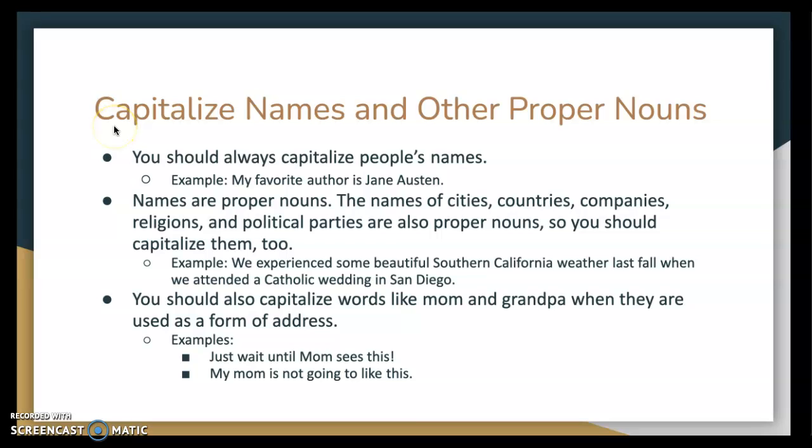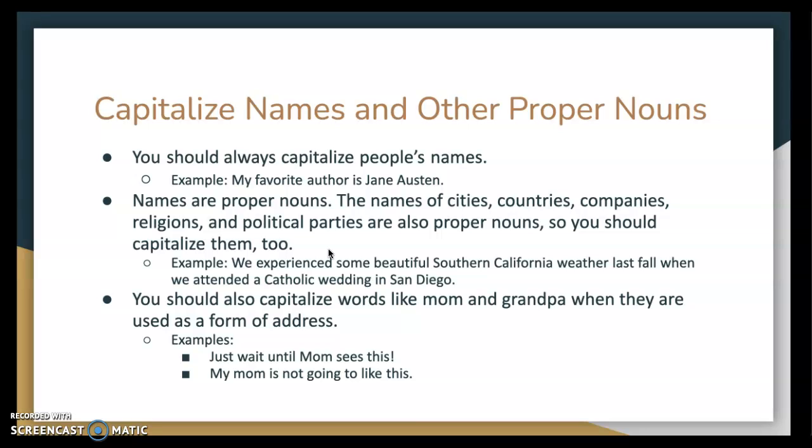Number 2, capitalize names and other proper nouns. You should always capitalize people's names. Example: my favorite author, Jane Austen. That J and A in Jane Austen are capitalized. That is a name. Names are proper nouns. The names of cities, countries, companies, religions, and political parties are also proper nouns. You should capitalize them too.